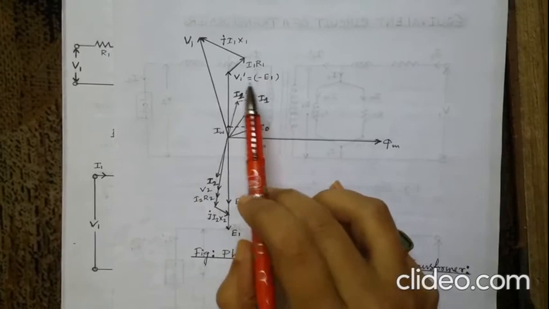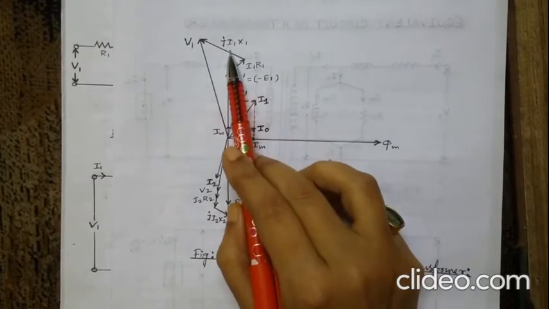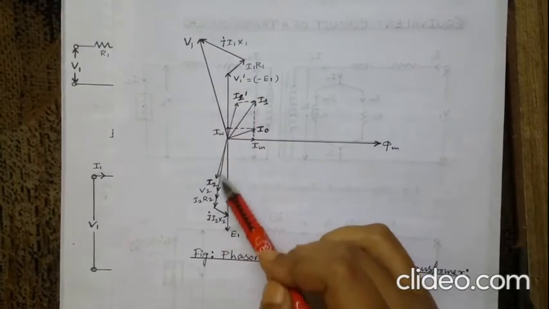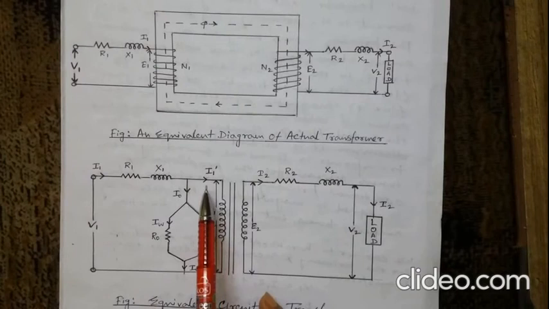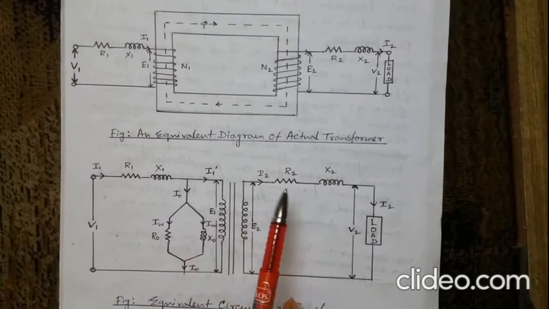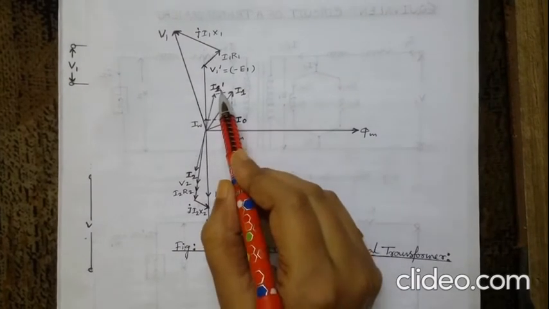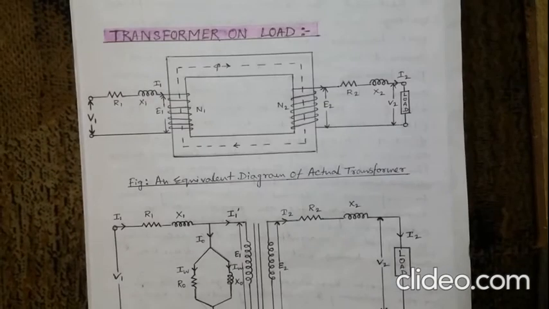So come to this phasor diagram. From the equation, V1 equal to I1 R1 plus j I1 X1 plus V1 dash or minus E1, and E2 is equal to I2 R2 plus j I2 X2 plus V2. Now come to this figure. I1 dash is equal to I2 but opposite in direction. This is the direction of I1 dash and this is the direction of I2. Transformer on load.